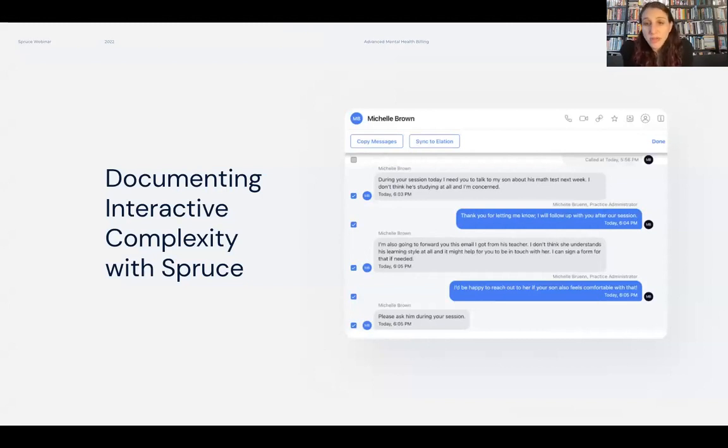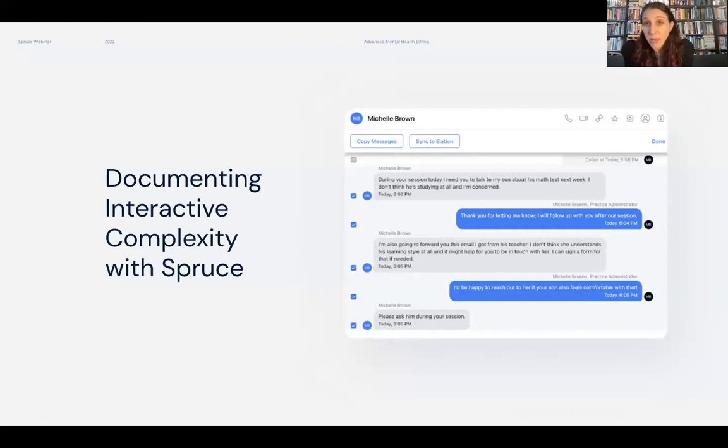And also, I want you to talk to my son's teacher because I don't think that the teacher understands his learning style, and it might be helpful for you to be in touch with her. Now, if I'm going to be in touch with that teacher on the same day as my session with this adolescent patient, I can add interactive complexity. Interactive complexity can also be added anytime you're adding a third party that is unexpected.